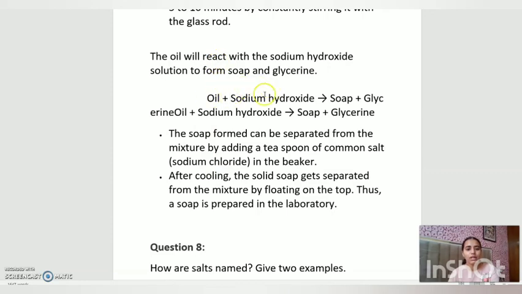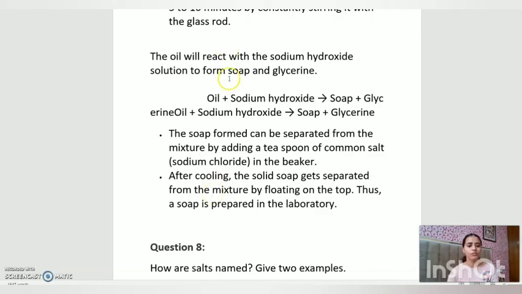Here, students, the reaction is repeated again, right? See here, oil plus sodium hydroxide gives us soap plus glycerine. No need of writing it again. From here you have to cut this line. It is repeated two times. I don't know what is the problem in this system. I think you all are mature enough to understand that it is repeated again, right?